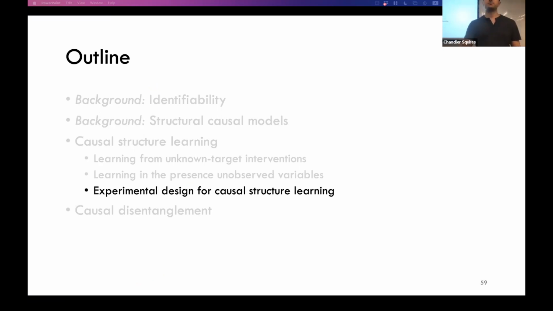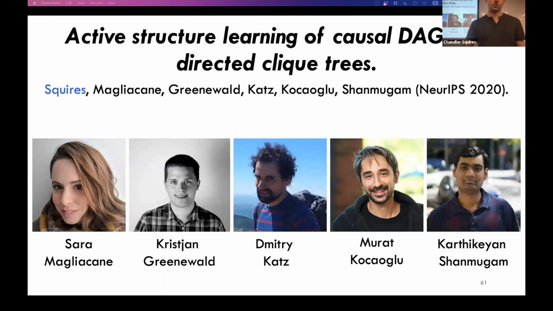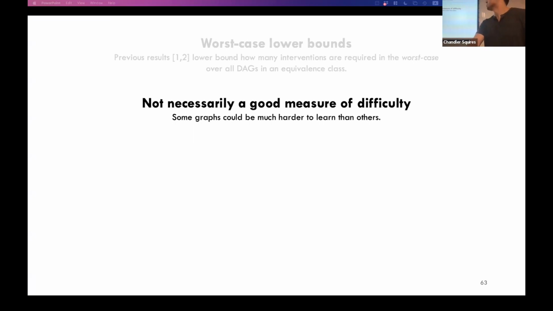I'll try to speed through the work on experimental design, then I can talk a bit about causal disentanglement. In work on experimental design, we're asking how many interventions it requires to learn a causal graph, and can we learn a causal graph in as few interventions as possible. In this work, which is very graph theoretical, and which I did during the summer at IBM, we looked at previous works which established worst case lower bounds over all DAGs in a Markov equivalence class. They use that to measure how difficult an intervention design problem is, and we argue that this is not necessarily a good measure of the difficulty of the problem, because you might have different graphs in these equivalence classes that may be much harder to learn than others.